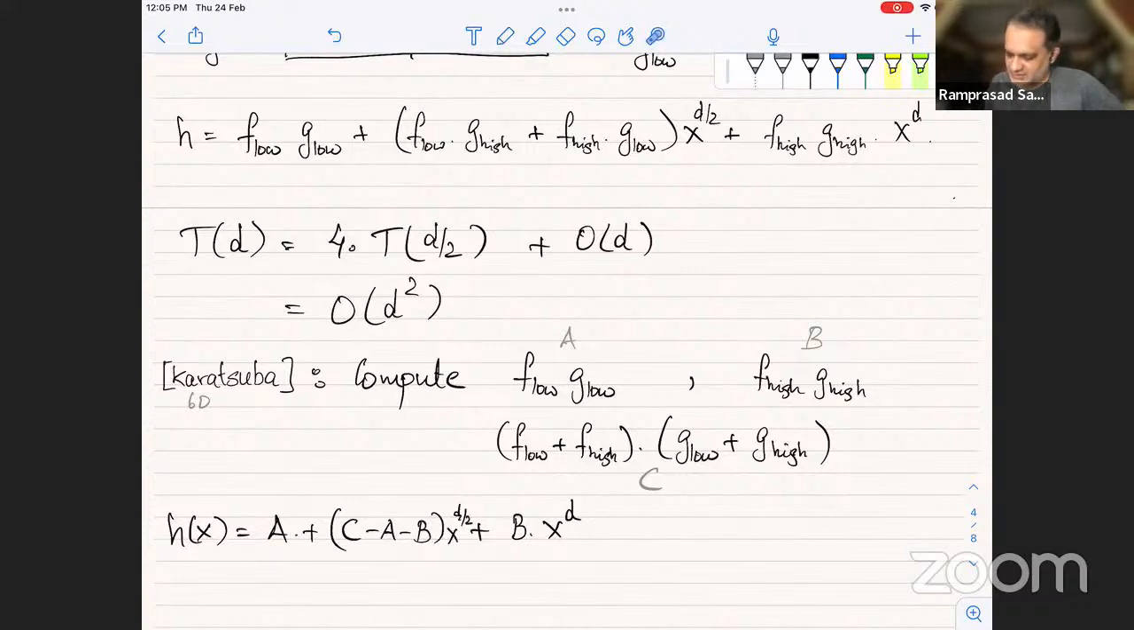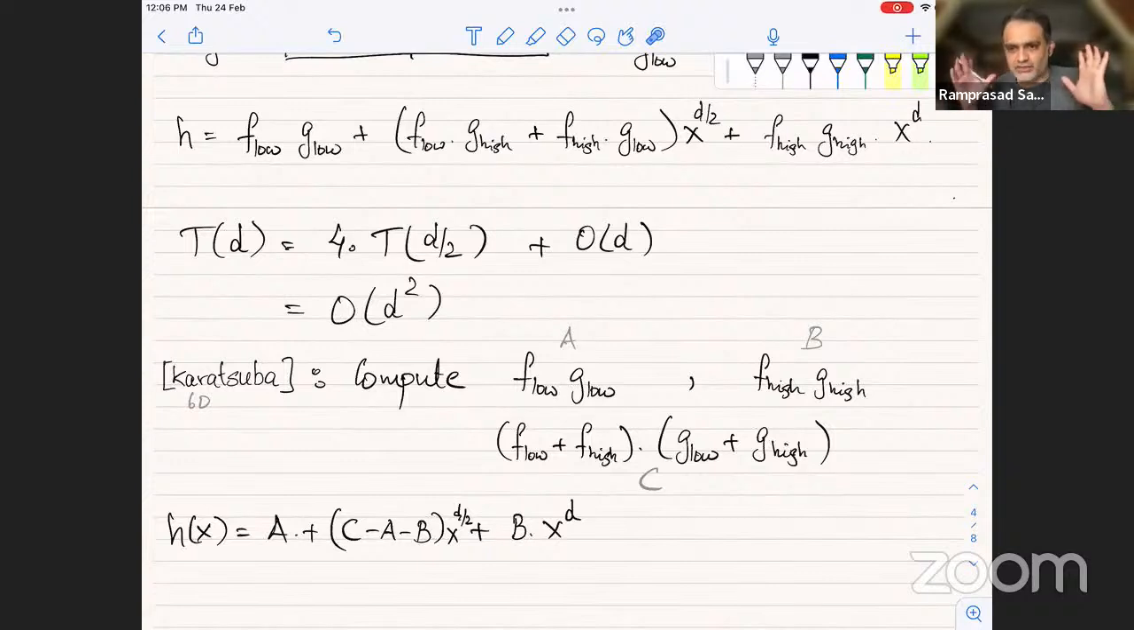Just notice what this expression is. It's like f low g low. There are the corner terms and there are the cross terms. The cross terms are what you want: f low g high times f high g low. But the corner terms you already have access to. So if you subtract that off, you're now left with exactly the cross terms.